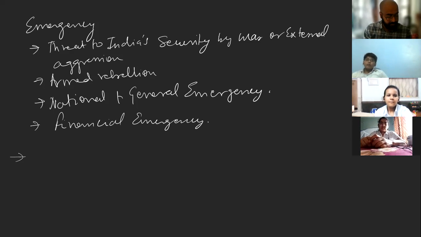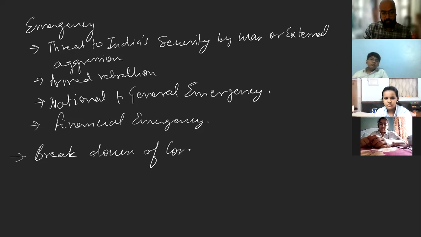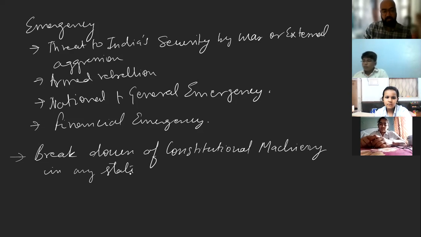And another thing is breakdown of constitutional machinery in any state. What does this mean? When the state government gets dissolved.